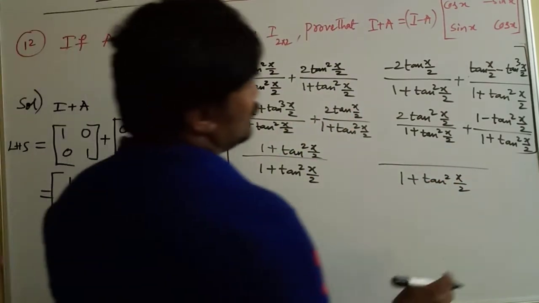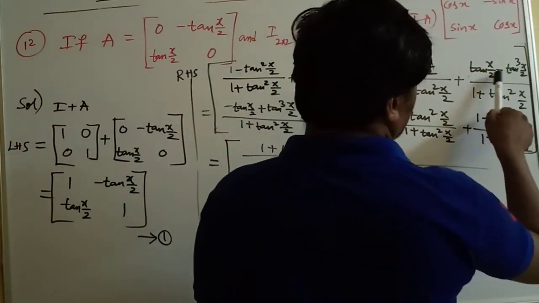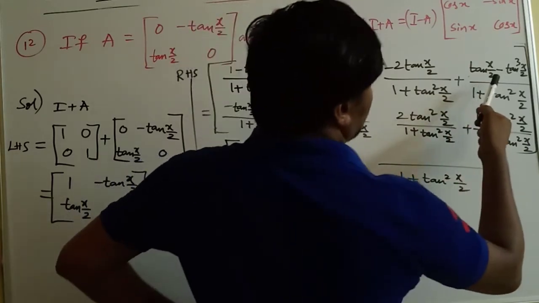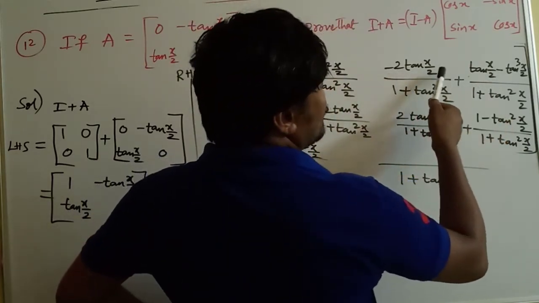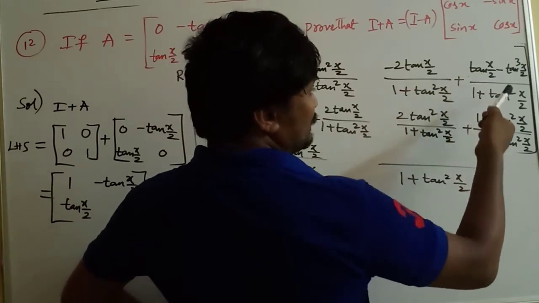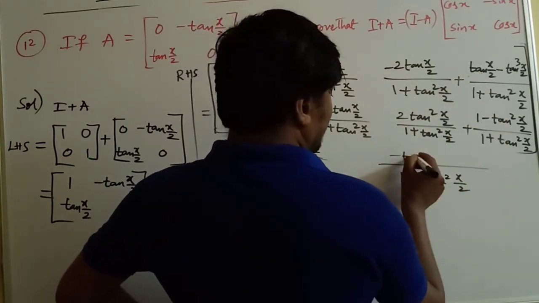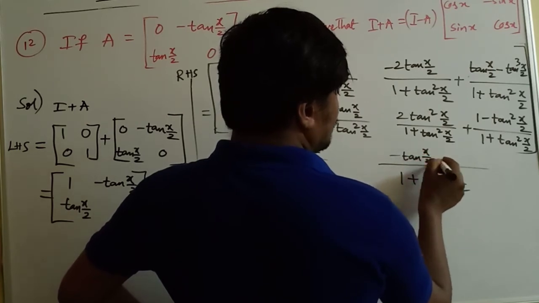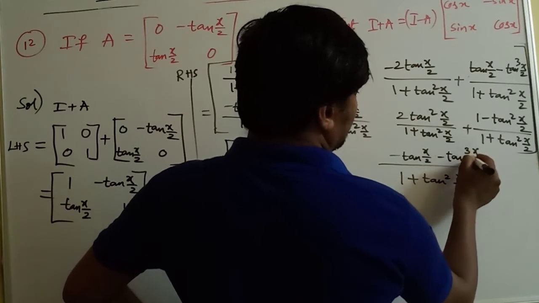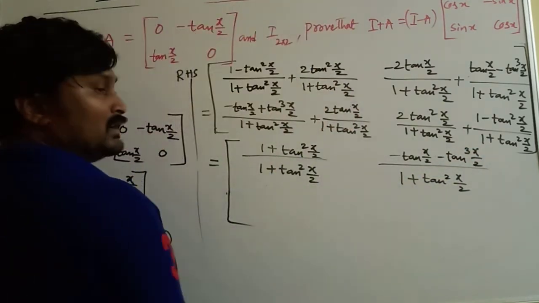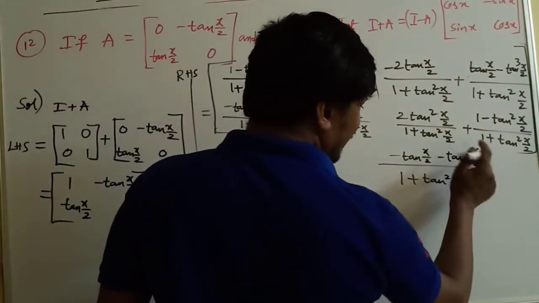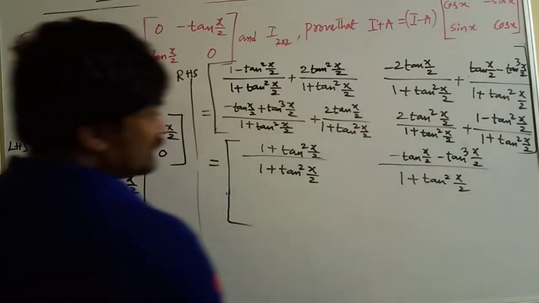Now in this place, sorry, this all we need to consider. So now here minus 2 tan x upon 2 and tan x upon 2, what do you get? Minus tan x upon 2. So now here you get minus tan x upon 2 minus tan cube x upon 2. Right? Next. It is not tan 3x, it is tan cube x upon 2.